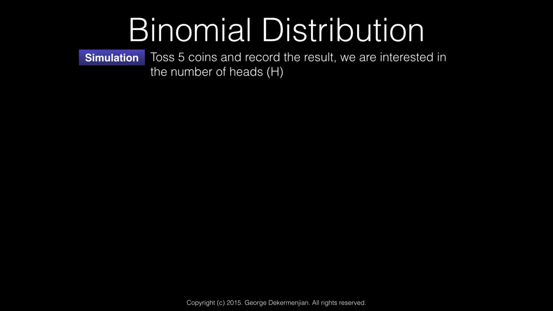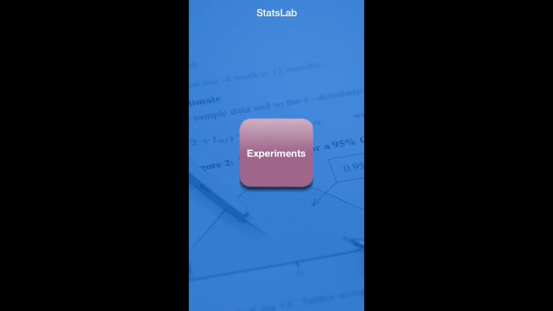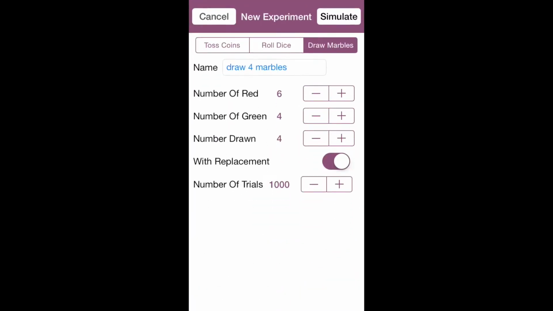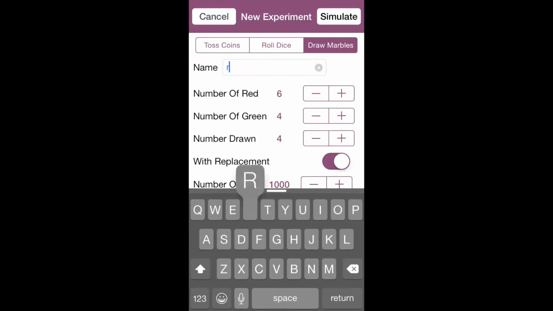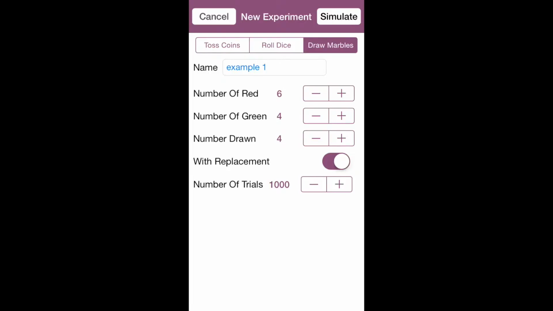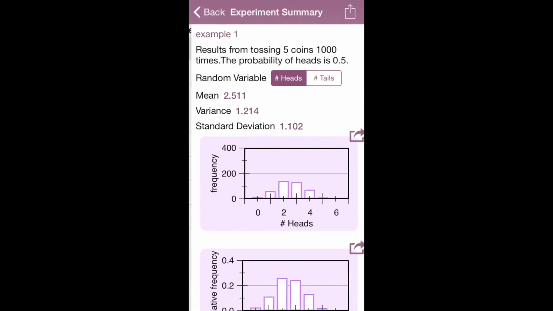To perform this simulation, we're going to load StatsLab and go to Experiments. We're going to add a new experiment. Let's call this example 1. And we're going to toss coins, 5 coins, probability of heads 0.5. So this is a fair coin. And we'll say number of tosses 1,000. This is all fine. So simulate, and we're going to see our results.